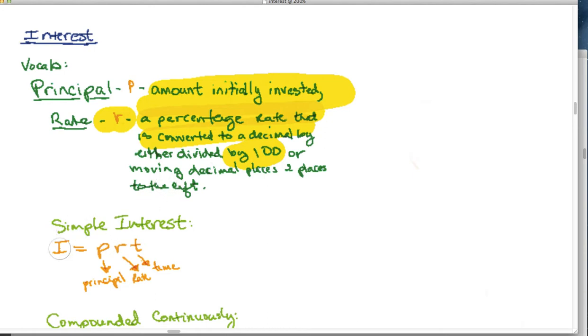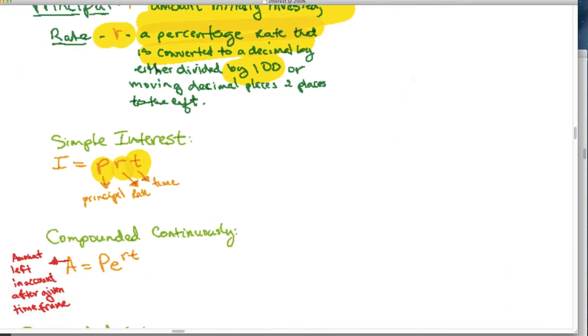So there's simple interest. If they ask for simple interest, just take your principal times the rate times the time given. Make sure that the time and the rate are in the same units. So if the rate is per month and the time is 10 years, just convert your years into months and so forth.